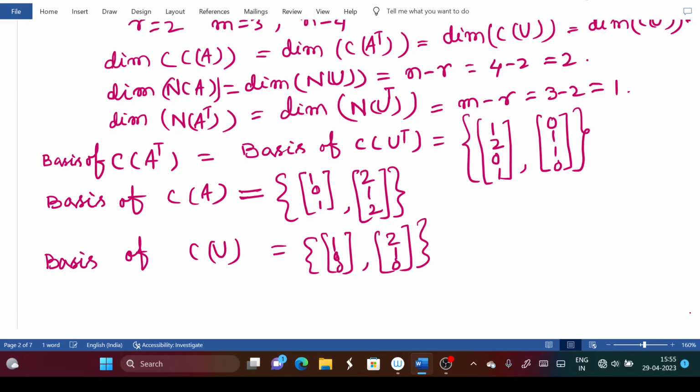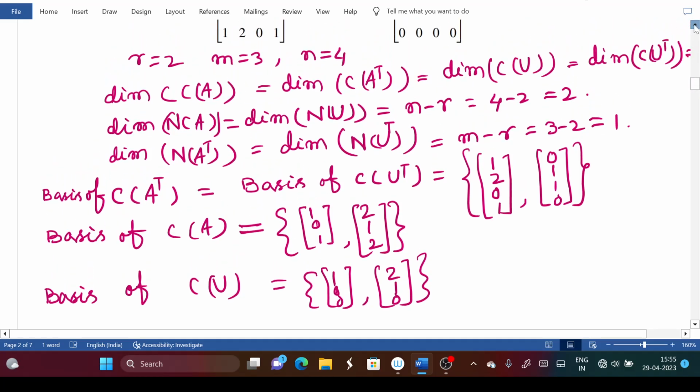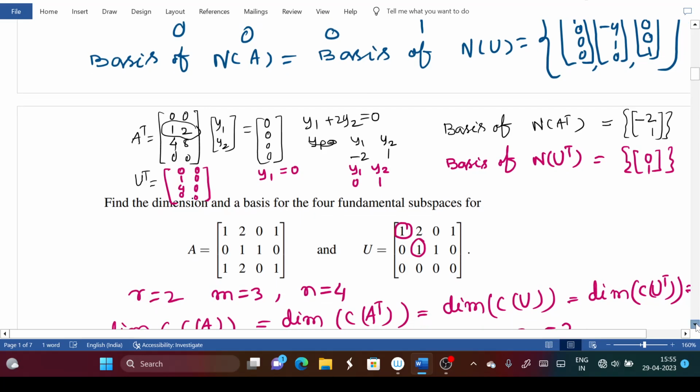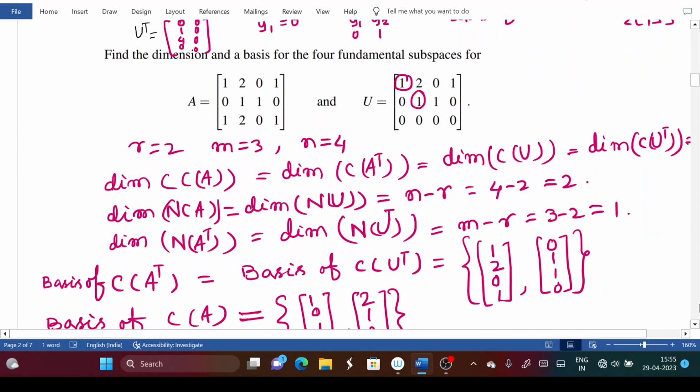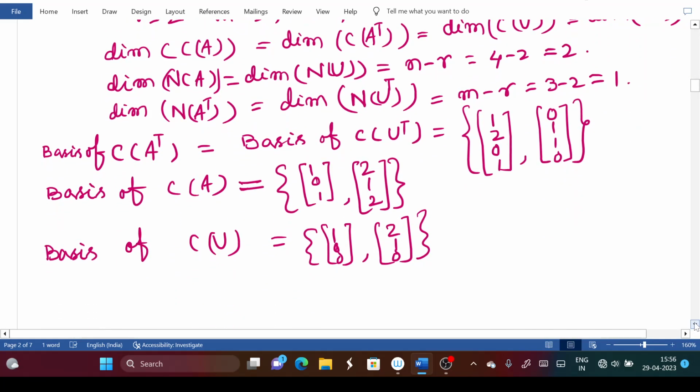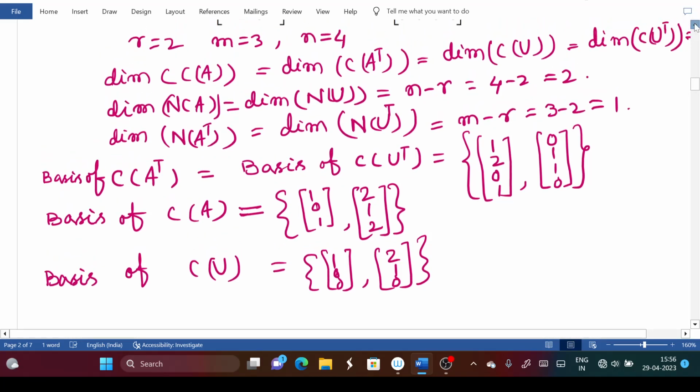Clearly we can see that column space of U and A are different, null space of U and A are different, and left null space and row space of U and A are same. Null space and row space for U and A are same. Left null space and column space for U and A are different. This we have observed. Now we'll find out the basis of column space.